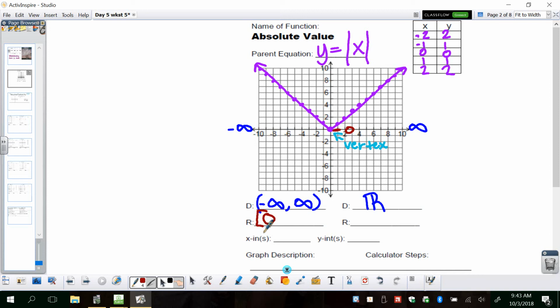And when does it stop going up? Never. It keeps going forever, so it goes to infinity. The way to write this in set notation is just y is greater than or equal to 0. Infinity always has a parentheses, because you'll never actually touch infinity.